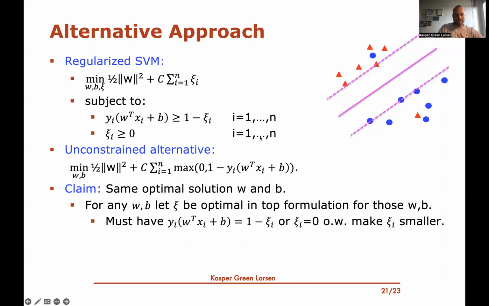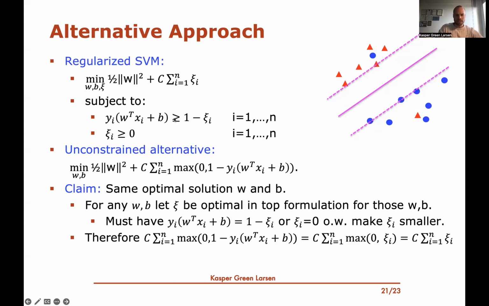Now what is that value then? In the top formulation, the first term in the objective is the same as in the latter formulation. So what we have to compare is the second term, C times the sum of the psi i's, to what you pay down here in the unconstrained version for that w and b. You pay C times the sum of the maximum of 0 and 1 minus the functional margin. So let's look at this for the optimal choice of psi, the one you would get if you pick the optimal psi for this w and b in the top formulation.